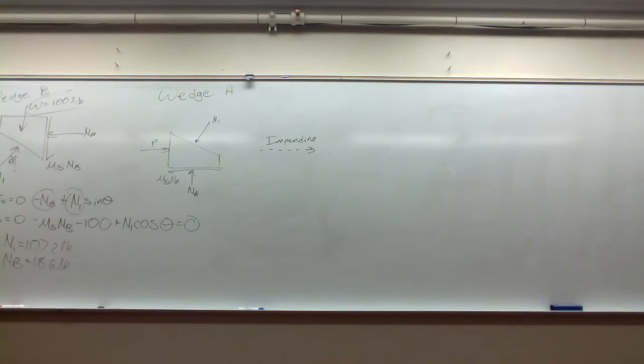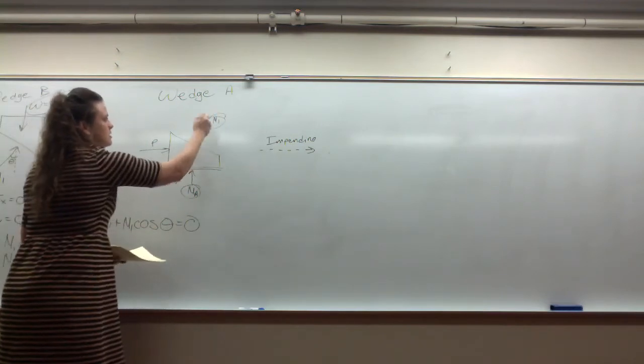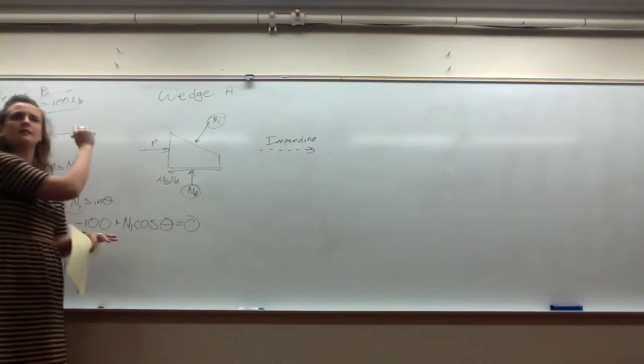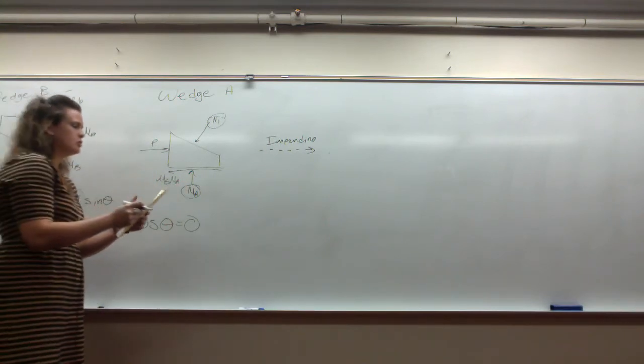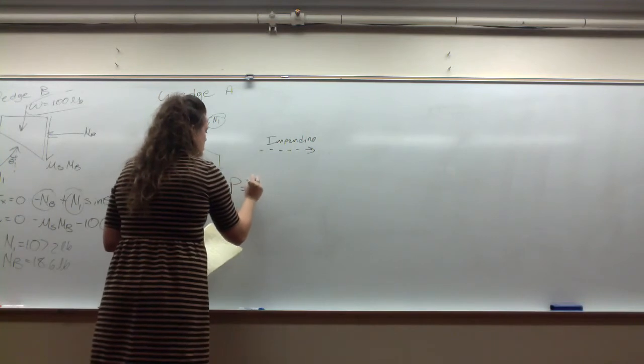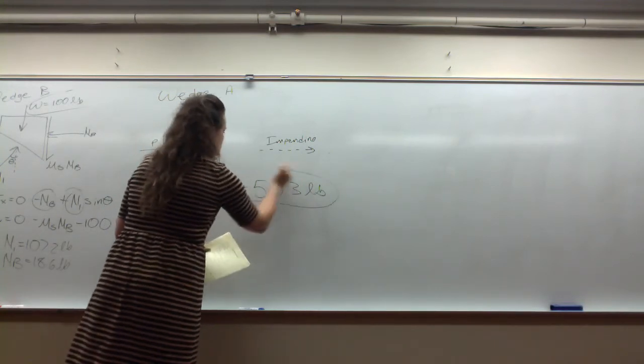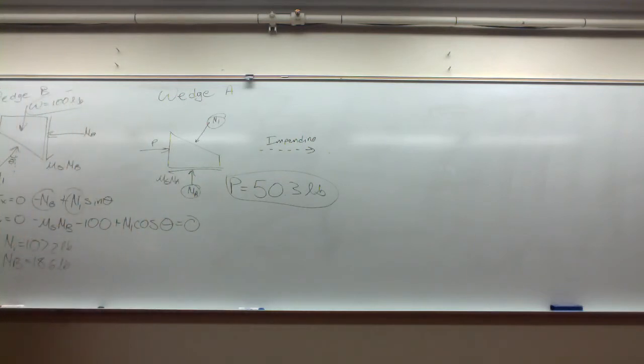All right, we're out of time here. So then you apply your equations of equilibrium to wedge A, and now our only unknown is what? P, because we know NB. We can solve for NA, and we can solve for P. So what you should get is P equals 50.3 pounds. Work that, make sure you get it.